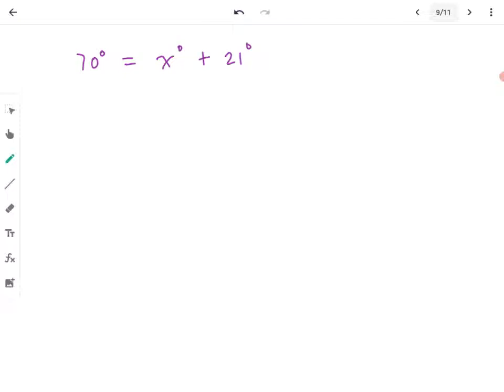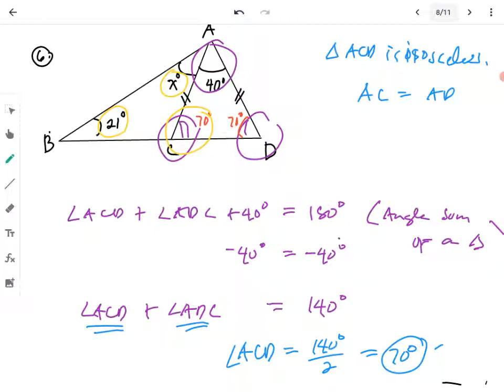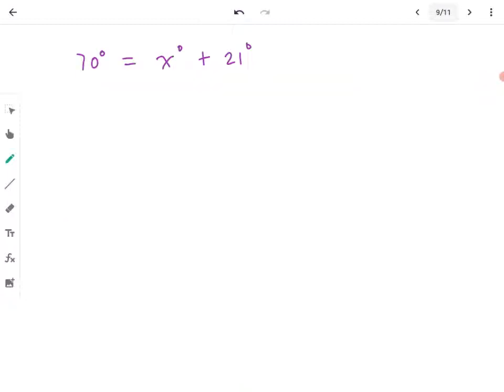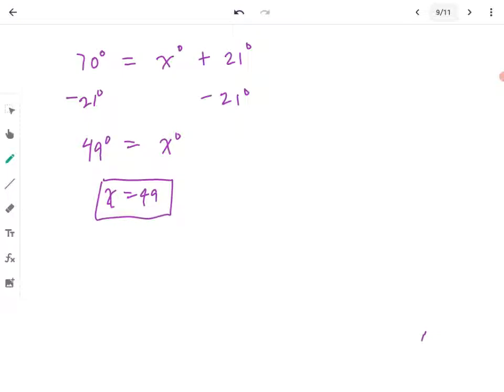And the opposite interior angles are X and 21, so that can be seen in the figure. So from there, we can solve for X. So 70 minus 21 is 49. So X is simply 49.